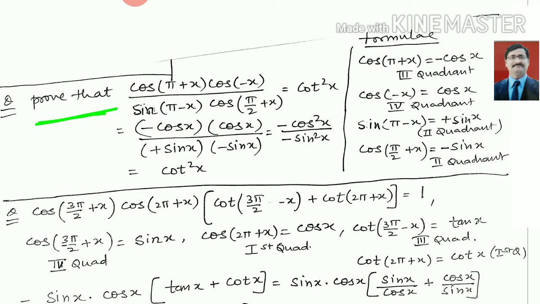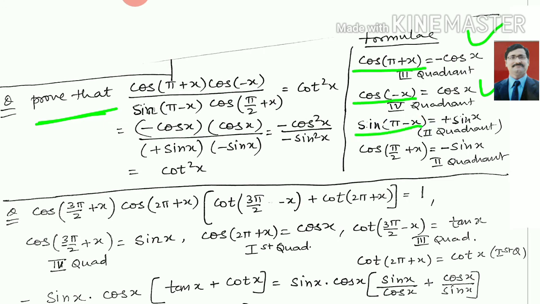Look here, we have to prove that cos(pi + x) cos(-x) upon sin(pi - x) cos(pi/2 + x) equal to cot square x. Look here, for this we have to find out the value of all these. So first we check cos(pi + x). Pi plus means third quadrant, and in the third quadrant cos is negative, okay, and on pi we do not have to make a change, so we get minus cos x. Next is cos(-x). Cos(-x) is fourth quadrant, and in the fourth quadrant cos is positive and no change, means we have cos x.